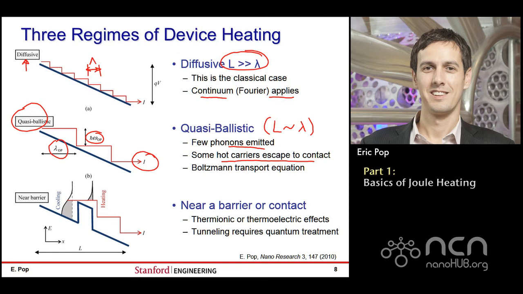This is not necessarily an easy regime to treat with the continuum approximation. And so usually this regime requires the Boltzmann transport equation, Monte Carlo type approaches, although there are some simple approximations we could also make here.